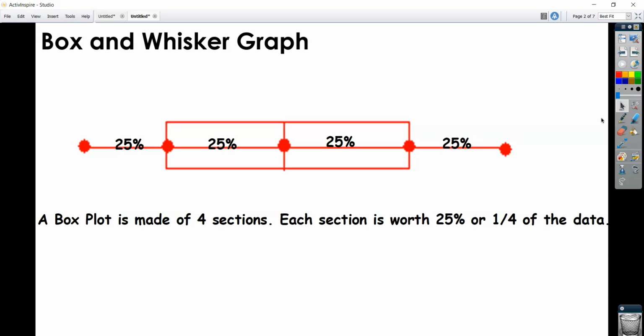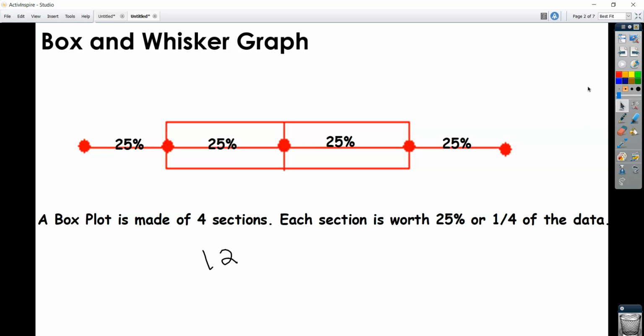So in fact, let's say that I had 12 pieces of data. If I had 12 pieces of data, how much data would be in each section? Well, 25% of 12 is going to give you 3. So that means in each section you would have 3 pieces of data. That's what the 25% means.